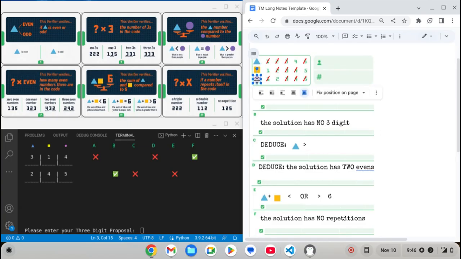But I do believe we're going to have to go to a third round. So let's just double check. So is it going to be a sum of less than 6 or greater than 6? So which odd should it be? And honestly, I really don't think there's a way to deduce that.